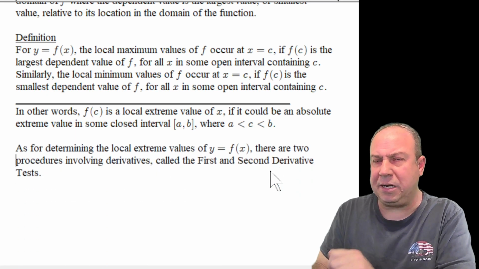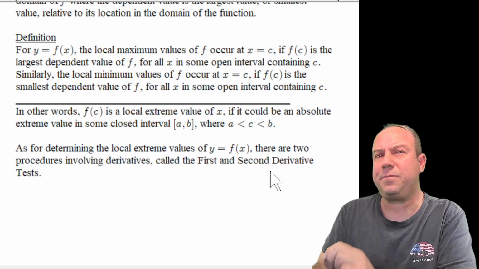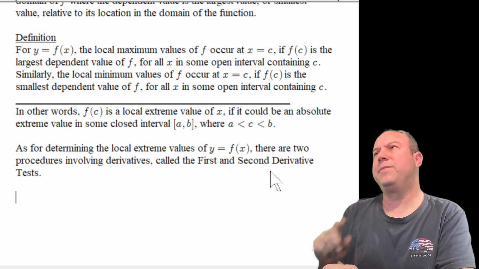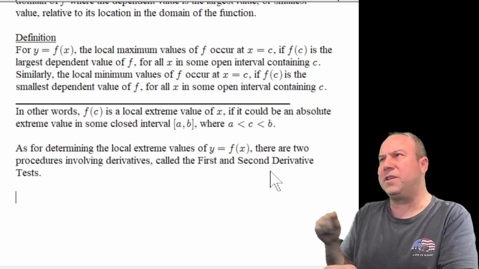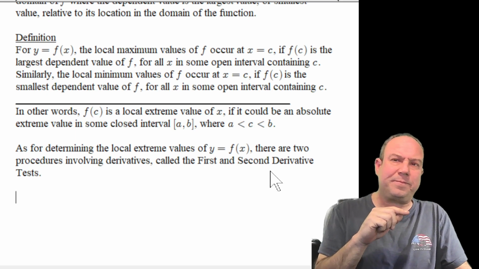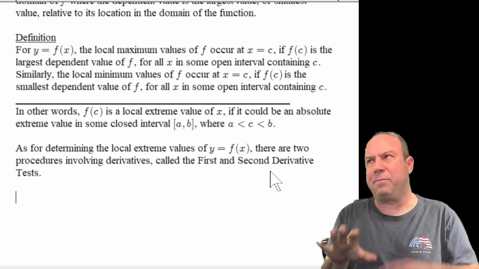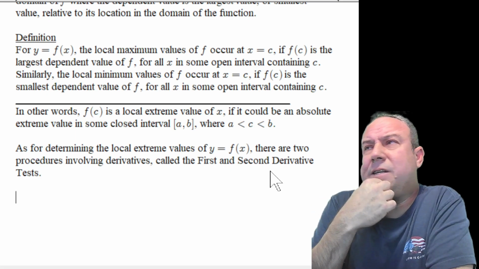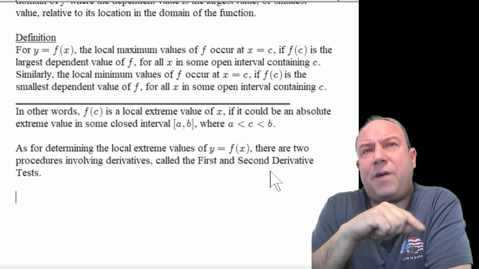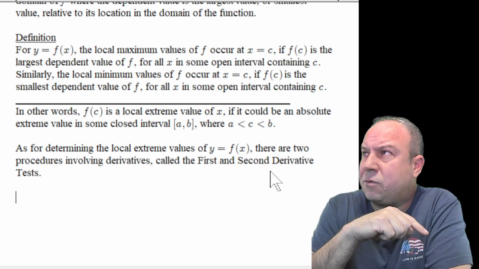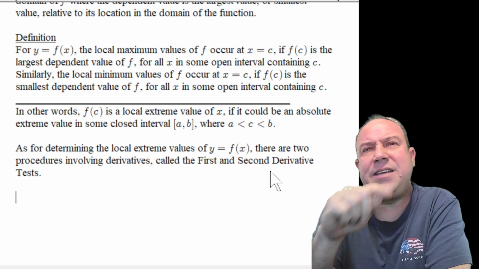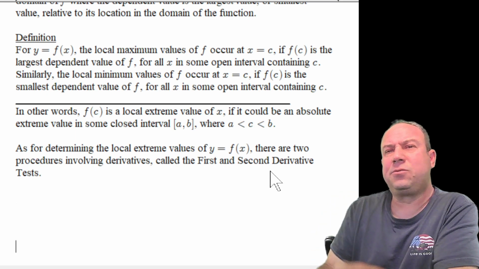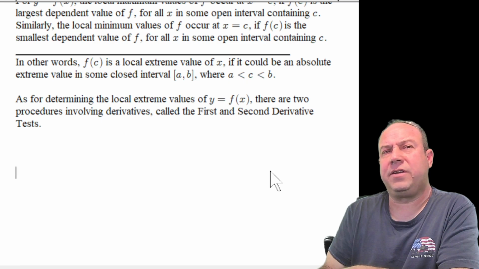As for determining local extreme values, there are two procedures involving derivatives. They're referred to as the first and the second derivative tests. They aren't necessarily in any particular order by those names of first and second. What first and second describes is the fact that they involve the first derivative or the second derivative of our function in the test for local extreme behavior.